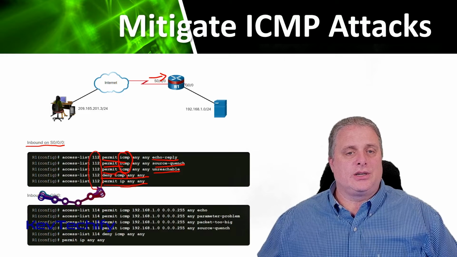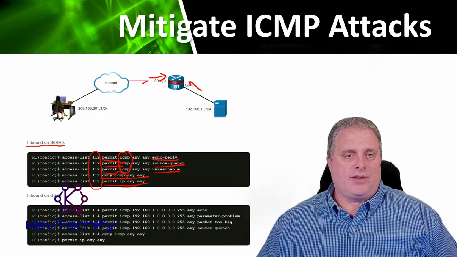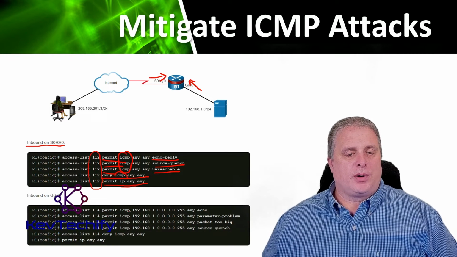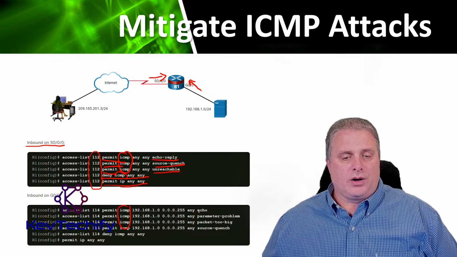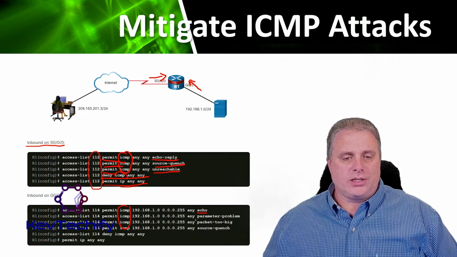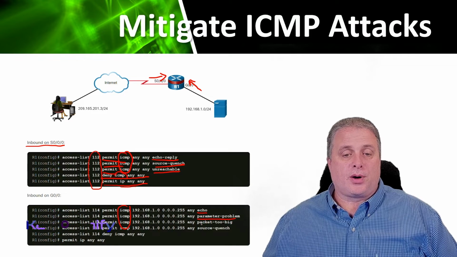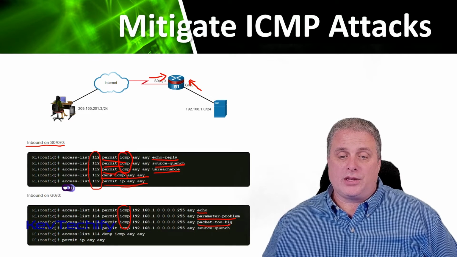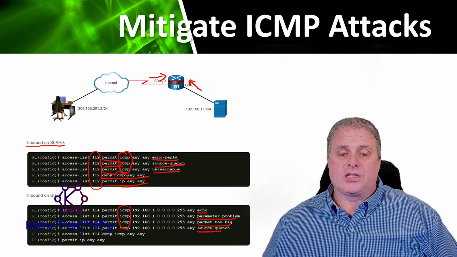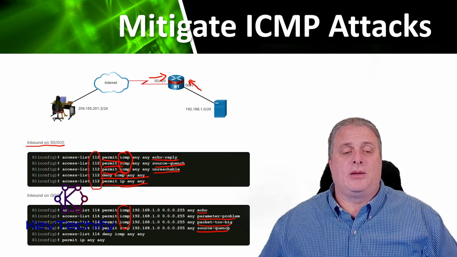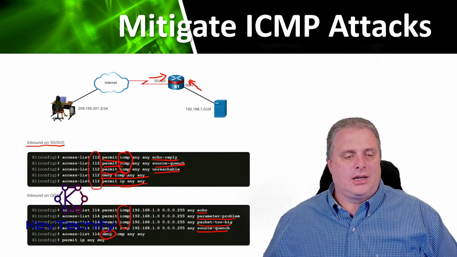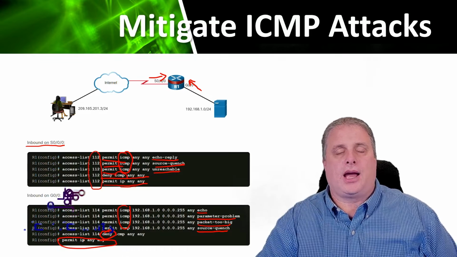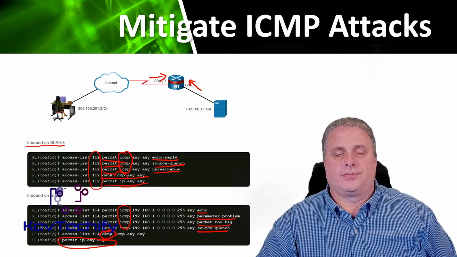Inbound on G00, so inbound traffic coming in here, we're going to permit our ICMP protocols again. We're going to permit the echo request. We're going to permit the parameter problem, permit the packet too big, and permit the source quench ICMP packets. We deny anything else, and we are permitting here any IP traffic to go through.